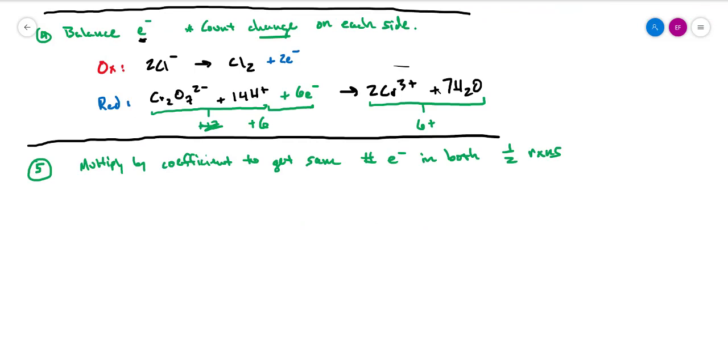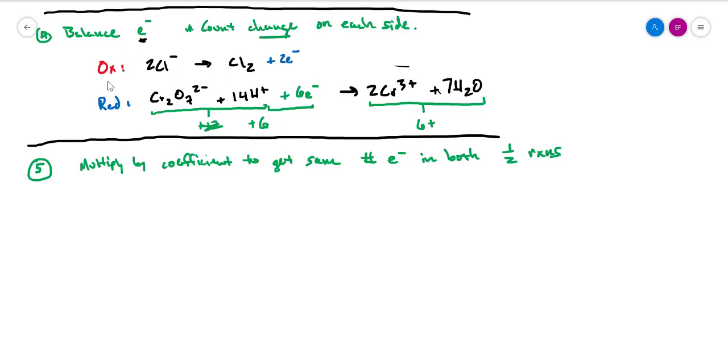Okay, step 5 is we need both half reactions to have the same number of electrons being transferred. And this makes sense back to the original qualifications of what a redox reaction is. Remember that if electrons are being pulled out of one species, those have to go to something else. So the number of electrons in the oxidation step has to be the same number in the reduction step.